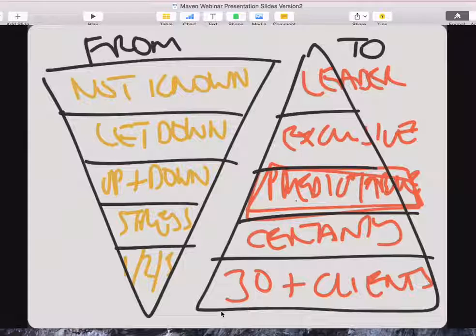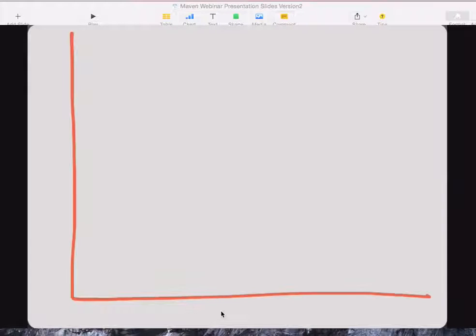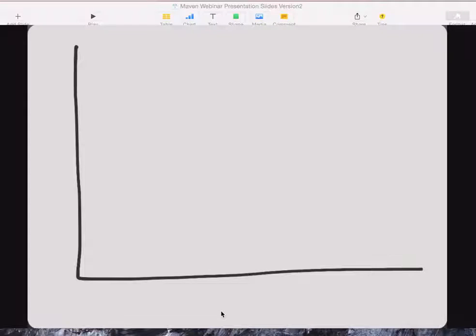So let me bring up my trusty iPad. There are 2 reasons why you haven't got the clients you want. Number 1, they don't trust you. They don't trust that you can actually fulfill their requirements. They don't trust you can deliver a candidate that'll be on site in 2 years' time. They don't trust you.